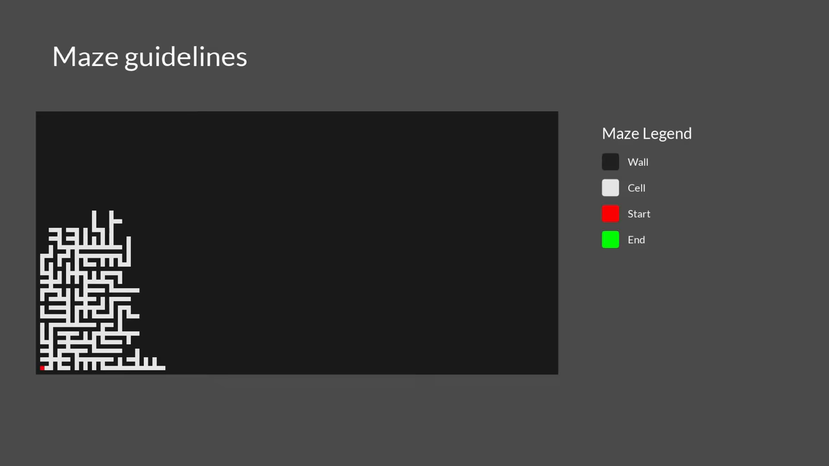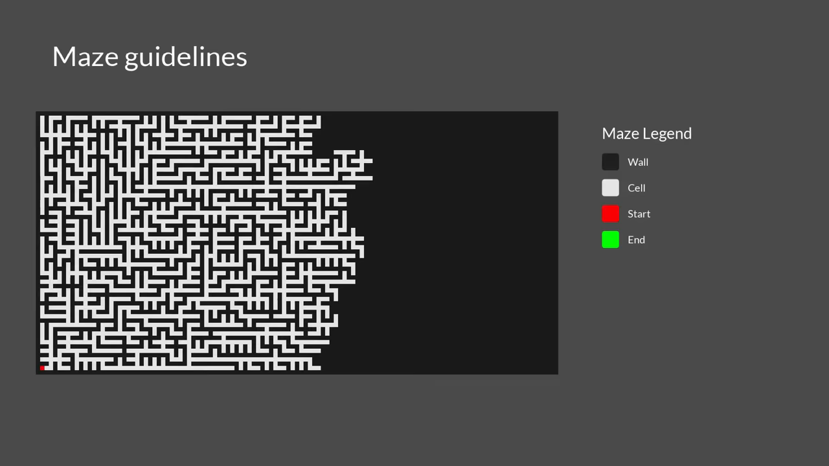In our maze simulation, we'll have the black tiles as passages and the white tiles as passable cells. In addition, for each maze, we'll have one start tile and one end tile in red and green respectively. The objective of the maze is to find a path from the red tile to the green tile. And for the purpose of this video, there will always be a path between the red start and the green finish.